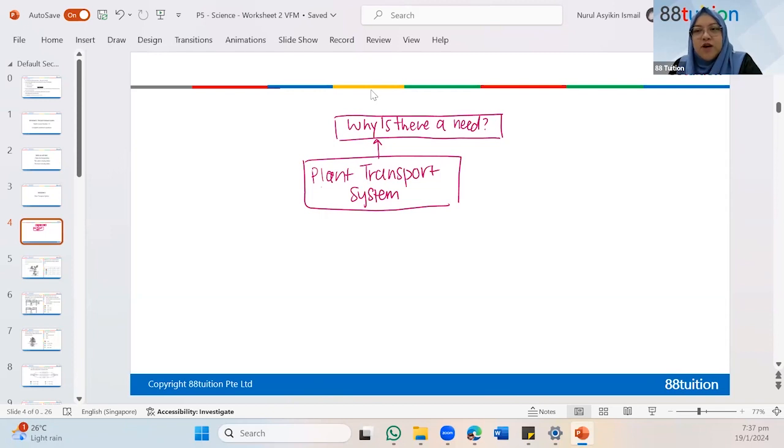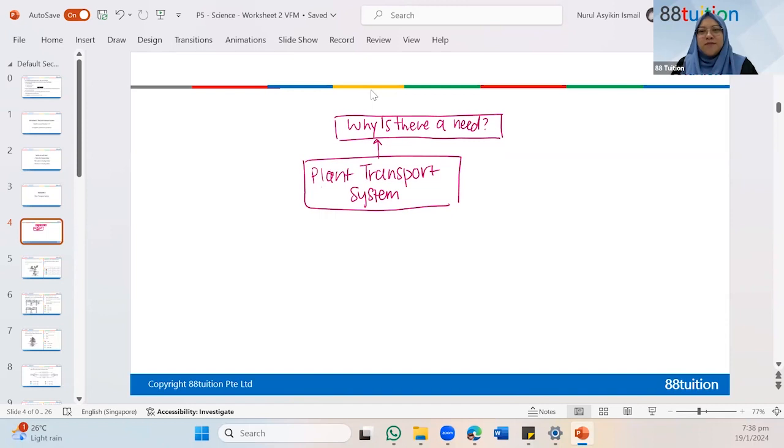This person says, there is a need for a transport system because the plant is a living thing. Anyone else think that they can improve on the answer or they have a different answer? The one that I have now is, there is a need for a transport system because the plant is a living thing. Anyone else have any different ideas? I give 10 more seconds. 10, 9, 8, 7, 6, 5, 4, 3, 2, 1.